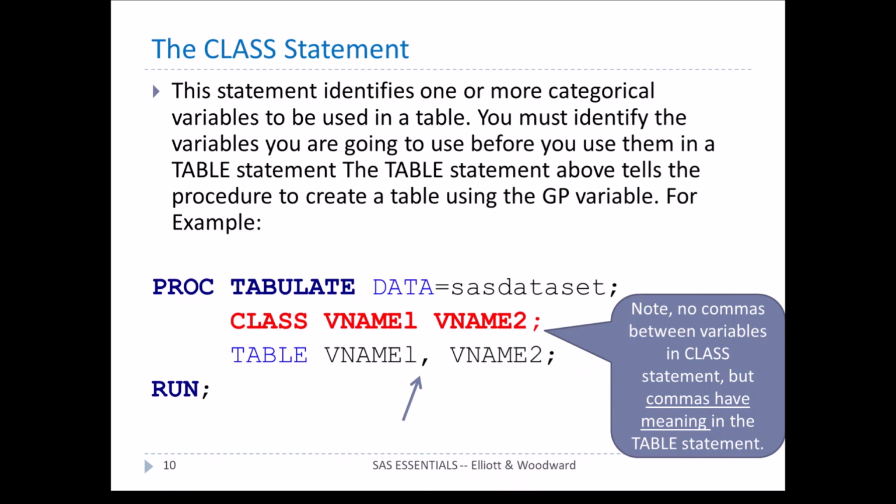Here we're going to define the class. Here we have the class statement where we're actually defining two classification variables, vname1 and vname2, and then we're going to create a table using vname1 and vname2. Notice here a slight difference, and sometimes it's confusing. When we list the class variables, there are no commas between the class variables in the statement. However, in the table statement, a comma has a specific meaning, as we're going to see as we learn more about the table statement. So in this case, it has a comma between vname1 and vname2.